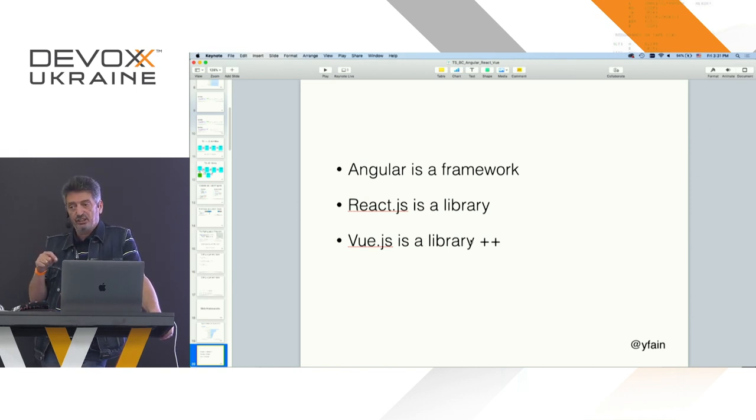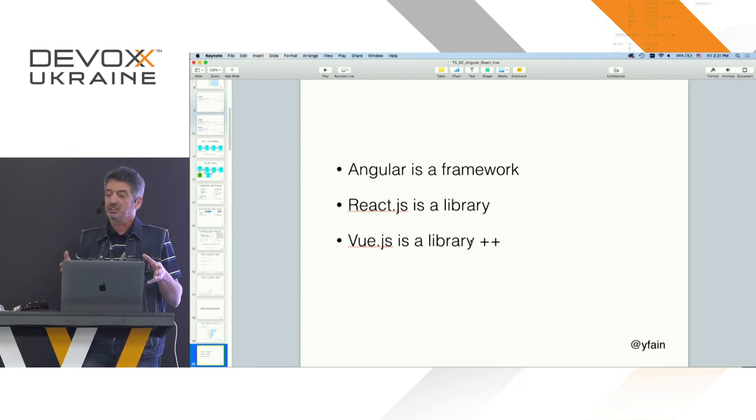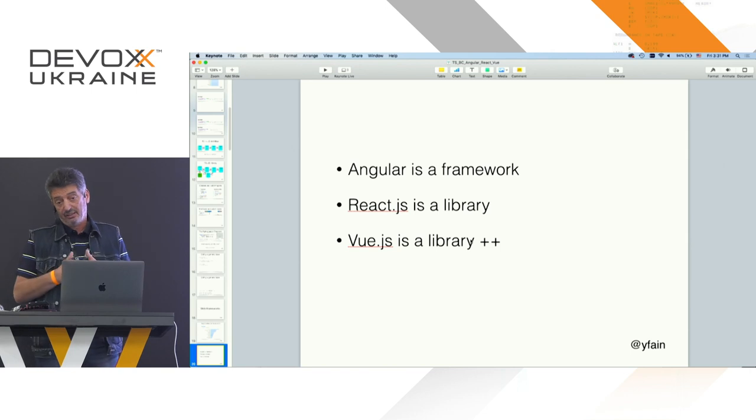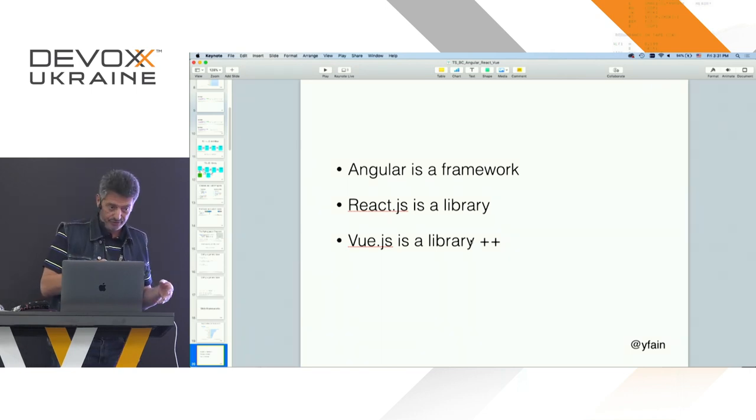Vue.js started as a library, but now I can say it's like a library plus plus. They are trying to add features here and there to make it a little bit more complete. In particular, they added a router. So router is a part of Vue now.